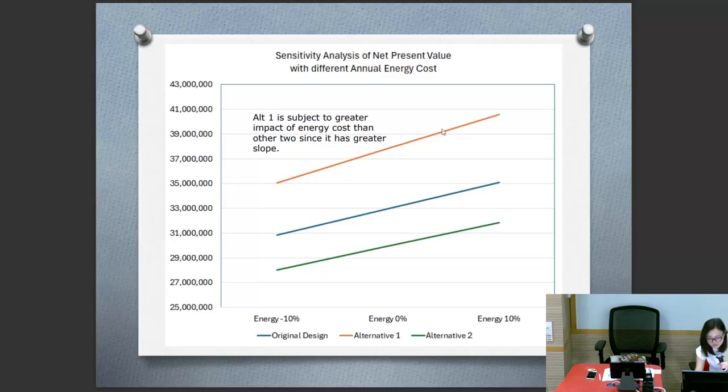And if you look closely at this graph, you may find that the slope of alternative 1 is steeper. Can you see that? The slope is larger for this orange line compared to the blue and the green line. And it means that alternative 1 will be more sensitive to the change of energy costs. So if you are not very confident about the energy costs in the future, then for alternative 1, maybe you have to be more cautious because this alternative is more sensitive to the change of energy costs.